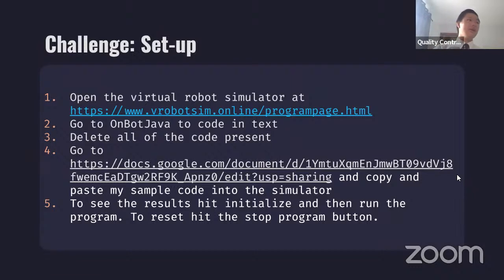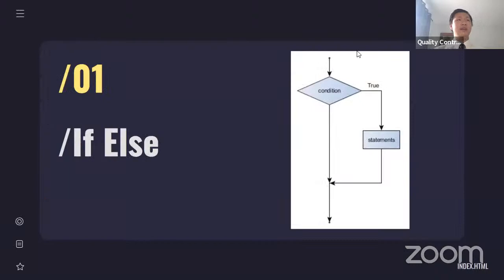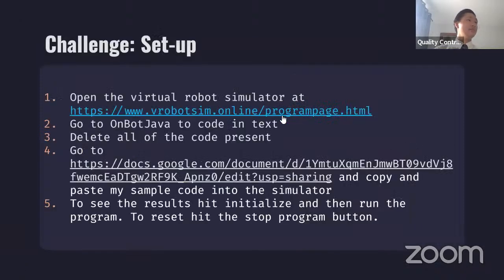So for you to understand the statement a little better than the brief understanding of it: basically it goes through a condition, and based on the results of the condition, it then passes some statement through. Could you open up the virtual robot simulator?